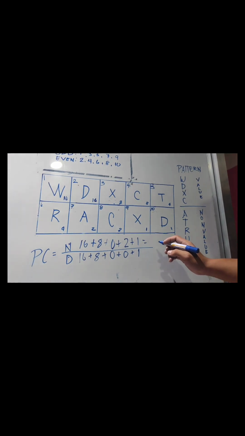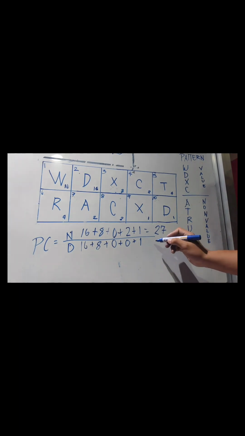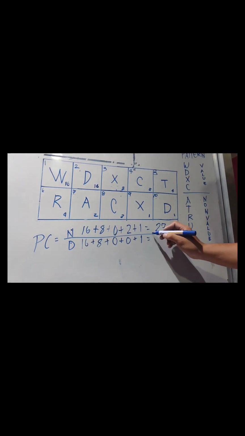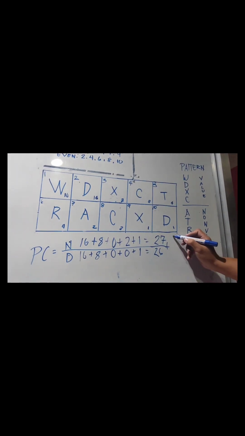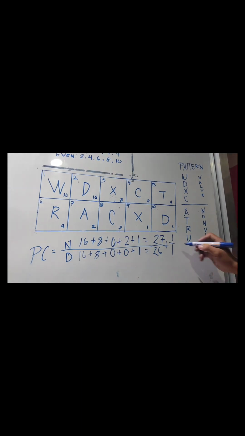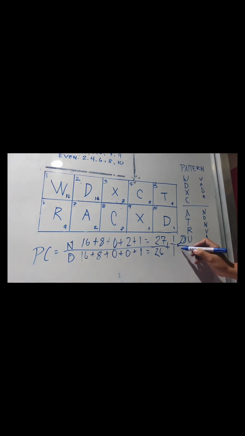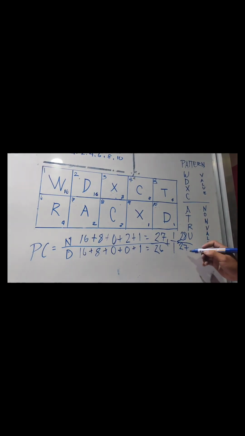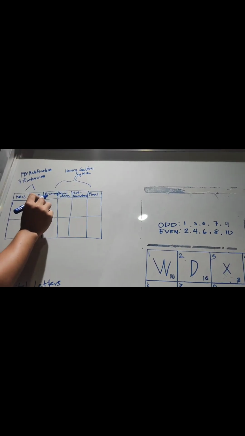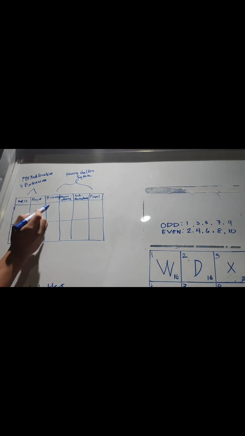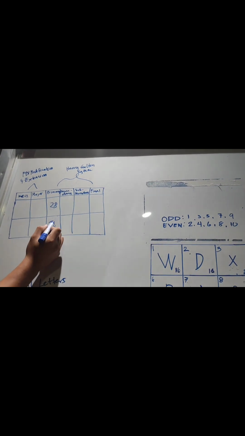And now we're gonna do the summation, and we're going to get 27. And here in the denominator, we're gonna add the 16 plus 8 plus 1, which is equivalent to 26. And now we're gonna put the pre-established 1 over 1. So we're going to get 28 over 27. And now we're going to put the numerator here and the denominator, which is 27.